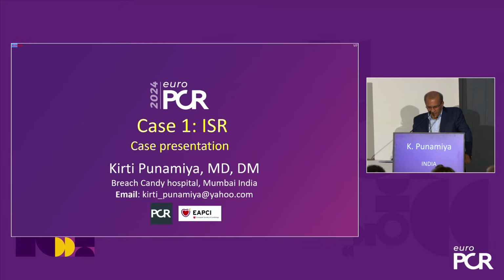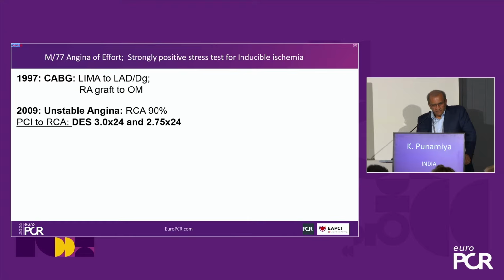In 1997, this 77-year-old gentleman has come with angina and a strongly positive stress test. In 1997, he had a CABG with a LIMA to the LAD and a radial graft to the OM. In 2009, unstable angina, RCA critical, underwent an angioplasty with 2 tandem stents, 30x24, 2.75, and 24 back-to-back in the RCA.